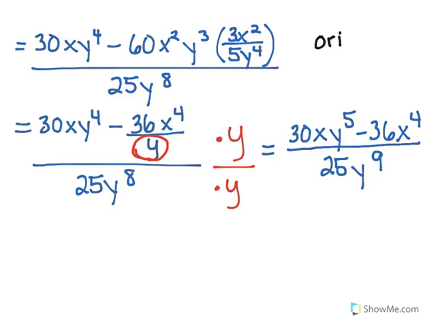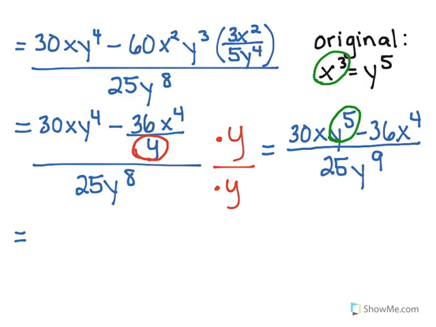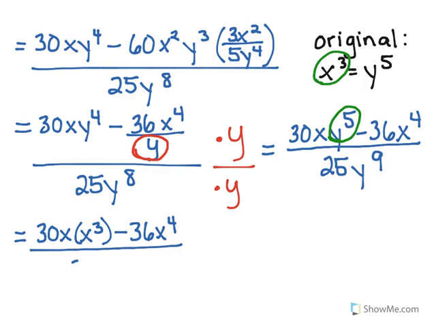So we're going to go back and look at what our original function was. In this case, we had x cubed is equal to y to the fifth. And here's what I notice. Here's a y to the fifth. I'm going to replace it with an x cubed and see where that gets me. So now my second derivative is equal to 30x times x cubed minus 36x to the fourth all over 25y to the ninth. Well, that first term is really just 30x to the fourth. So if I have 30x to the fourth minus 36x to the fourth, I have negative 6x to the fourth over 25y to the ninth, which looks pretty simplified.